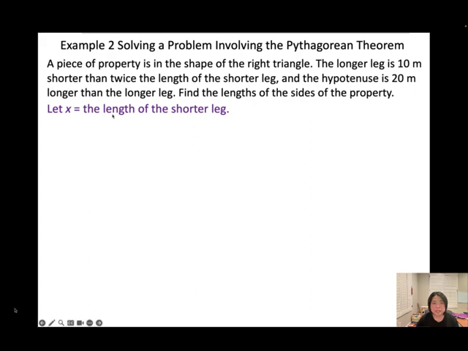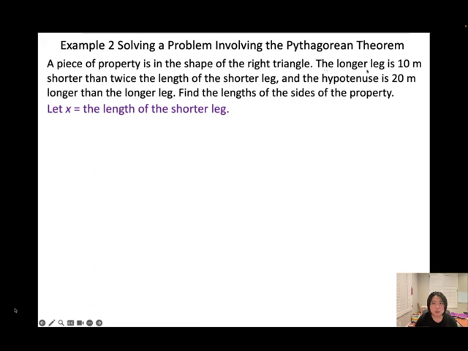We let x be the length of the shorter leg. We don't let it be the longer leg, because the longer leg is based on your shorter leg. So we'll let x be the shorter leg first, and then we'll plug in the x here. Think about it: how can you let the longer leg be based on the x?